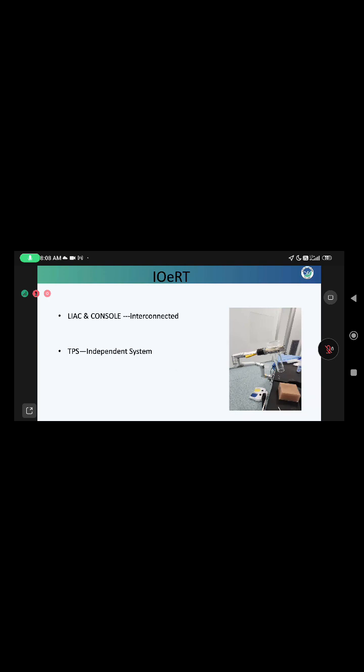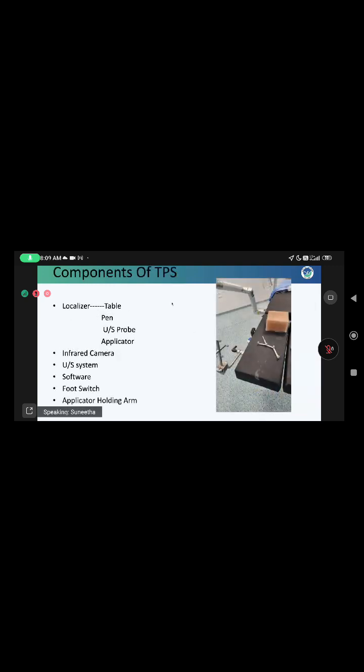This helps, because older machines, whatever we had seen in some of the training centers, didn't have this robotic arm. They used to manually hold the applicator in the tumor bed and then try to dock, which made the docking procedure very difficult because of the movement during docking. So this stops that movement and aids in better docking of the intraoperative system. So the TPS.